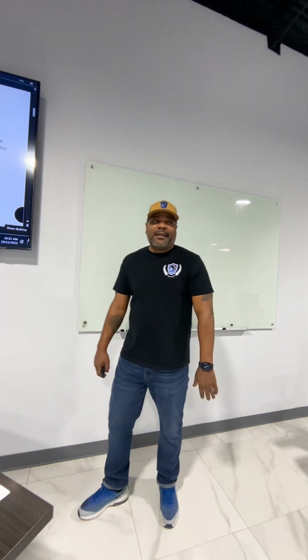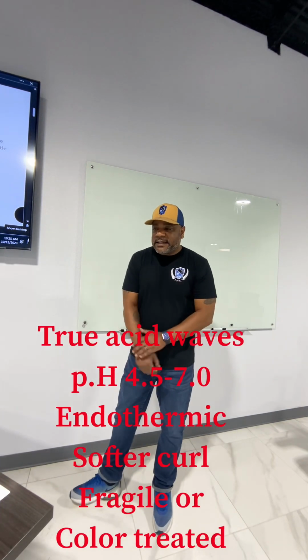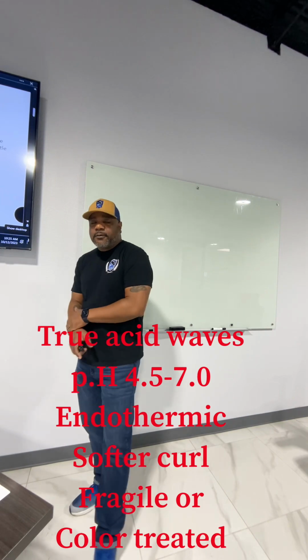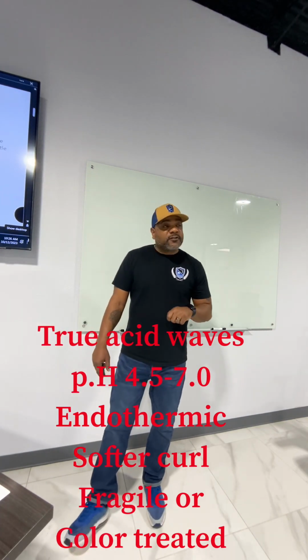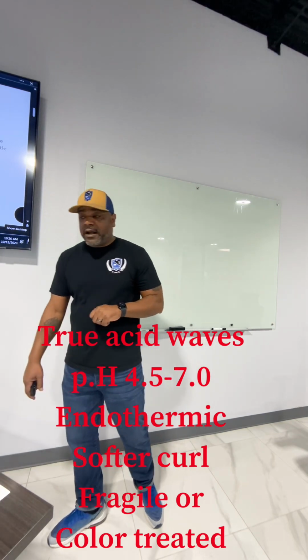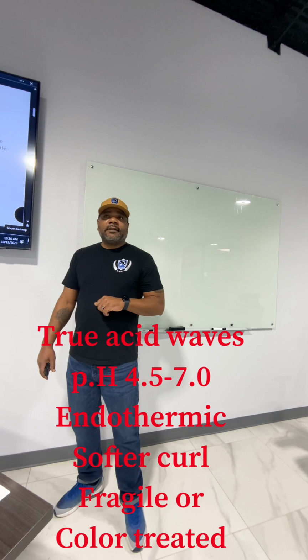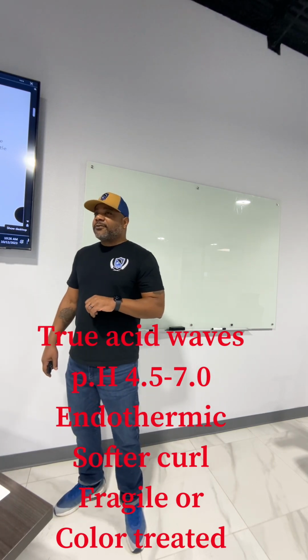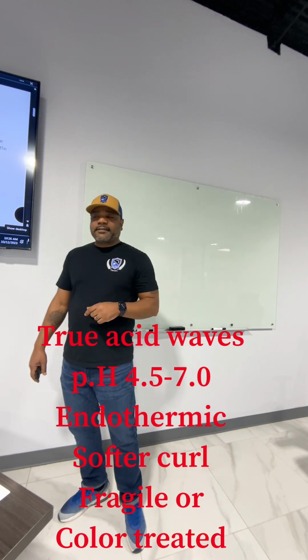True acid waves. We're talking about the types of perms. True acid waves. Active ingredient GMTG, that's glycerol monothioglycolate. The pH range is 4.5 to 7.0. Now I know what you're thinking. That's acid to neutral. How is that going to penetrate? I'll get into that in a second.